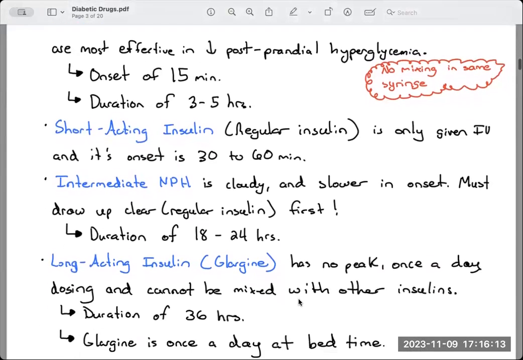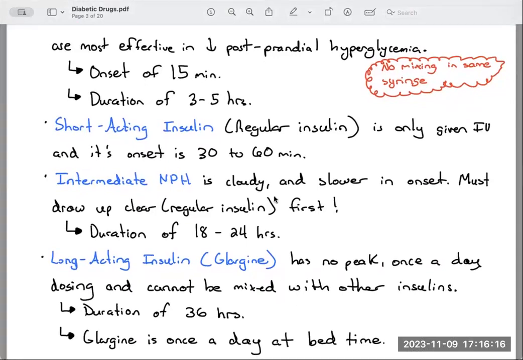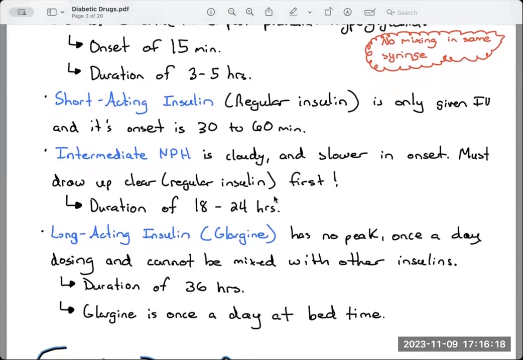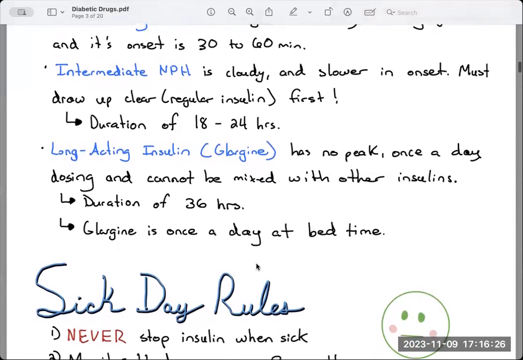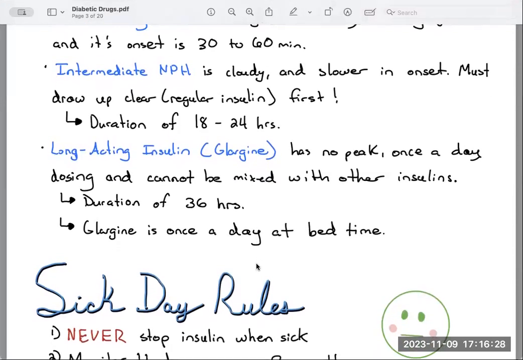The next thing is that regular insulin, or that IV insulin, takes about 30 to 60 minutes, and it's the only one that's given via IV. And normally we give this during like DKA or HHS. Intermediate NPH, it's cloudy, it has a slower onset, so you always draw up the clear regular insulin first, and this one can last almost 24 hours.